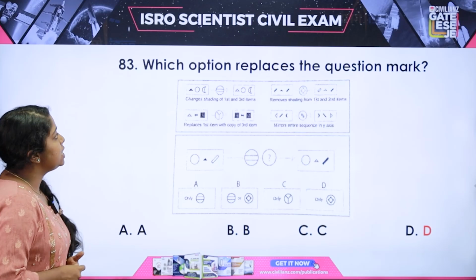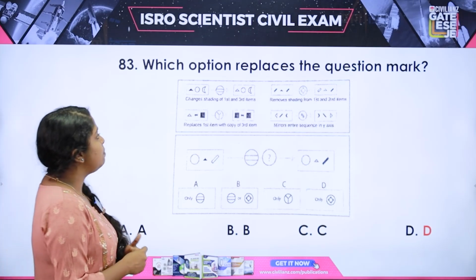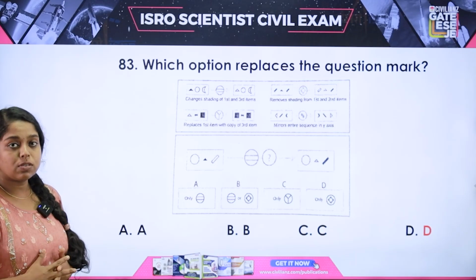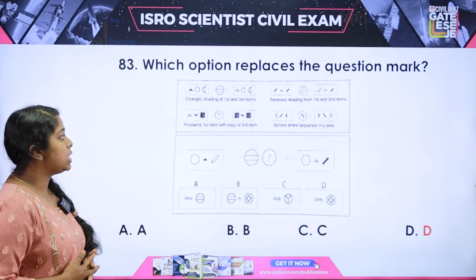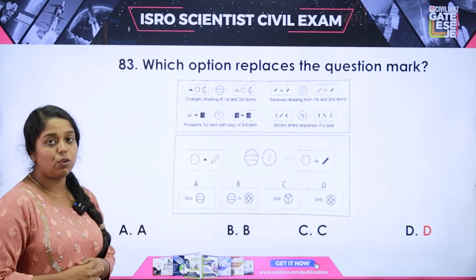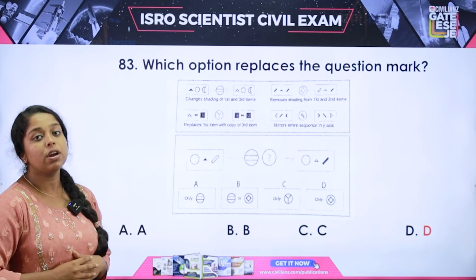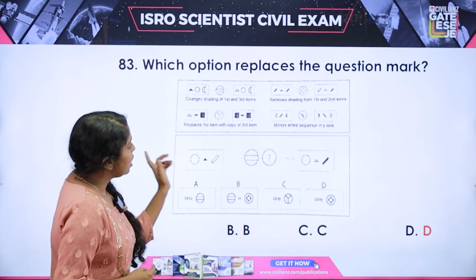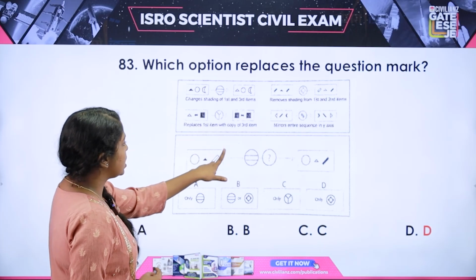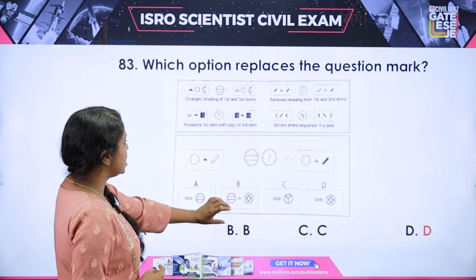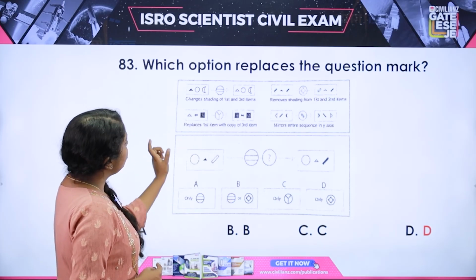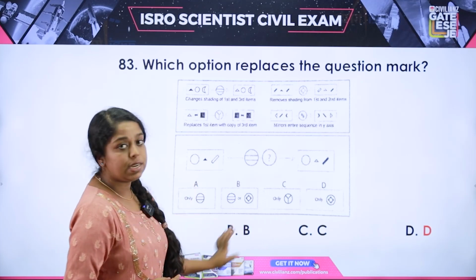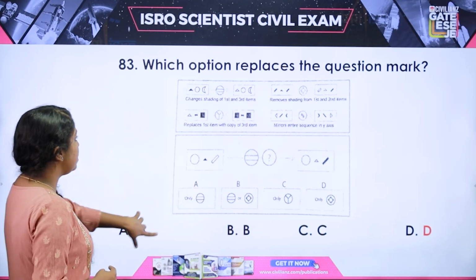Moving on to the 83rd question, which option replaces the question mark? The main issue related to this question paper in the aptitude section is that most of the figures are not clear. This caused a sort of uncertainty or difficulty for the students. We have been given the shapes of different structures, different objects, and then we need to find out the question mark. At the question mark, the answer is option D. Option D is the right answer.